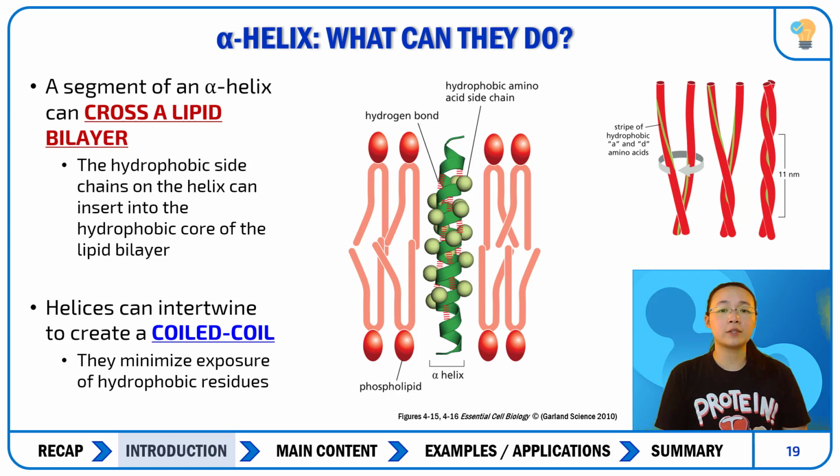Now let's first talk about what alpha helices are useful for and what they can do. First, an alpha helix can cross a lipid bilayer, so that's very useful. And why is that? Because it has hydrophobic side chains, which can insert into the hydrophobic core of the lipid bilayer. So they're going to like being together. Remember, there's a difference between proteins folding so that they can have their own hydrophobic core and the conformation of an alpha helix. So these types of alpha helices with hydrophobic side chains will easily insert into a lipid bilayer.